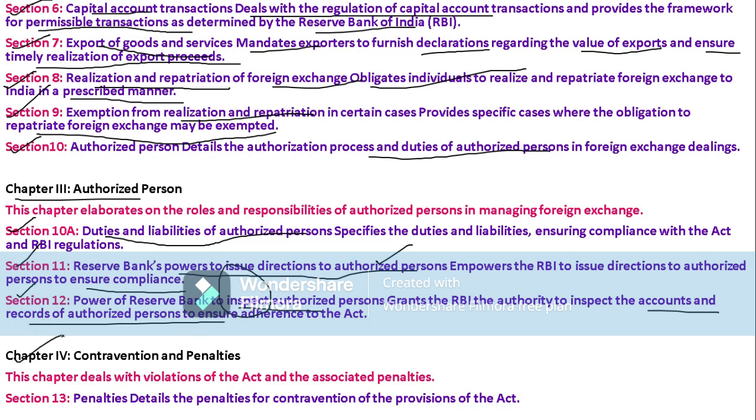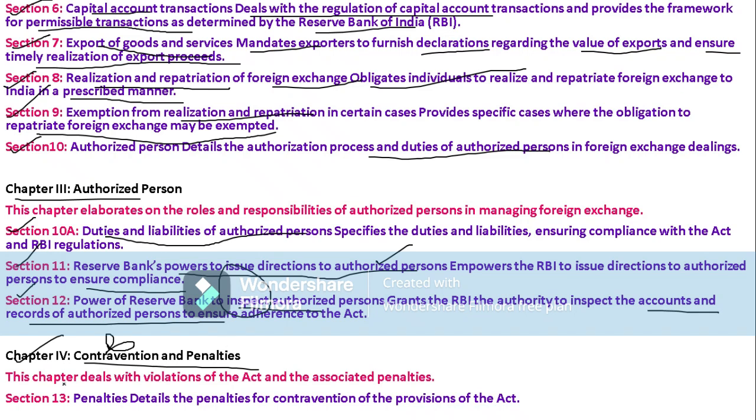Now chapter 4. So chapter 4 deals with contraventions and penalties. So what are the contraventions and what are the penalties? As I said before, contravention is nothing but breach of law, okay. Means we are not following the laws, that is known as breach of law, okay. And penalties are regarding those breaches of law, penalties will be implemented on that person, okay.